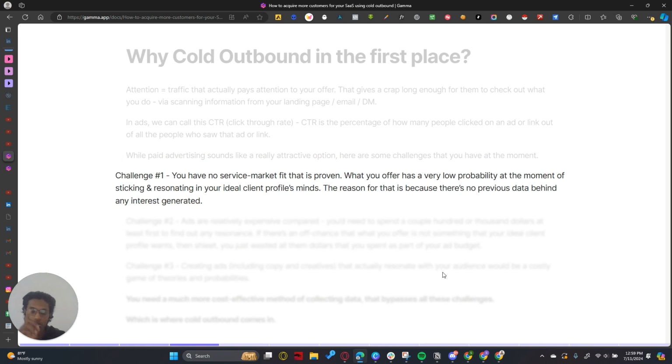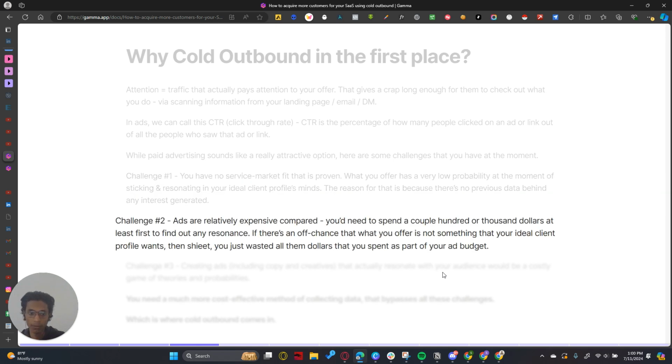Challenge number one is if you're in your early stages, that means that you have no proven product market fit. What you offer has a very low probability at the moment of sticking and resonating in your ideal client profile's minds. The reason for that is because there's no previous data behind any interest that's generated.